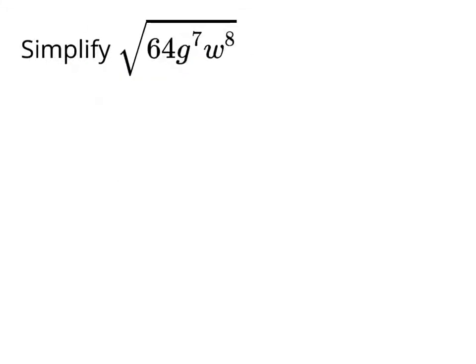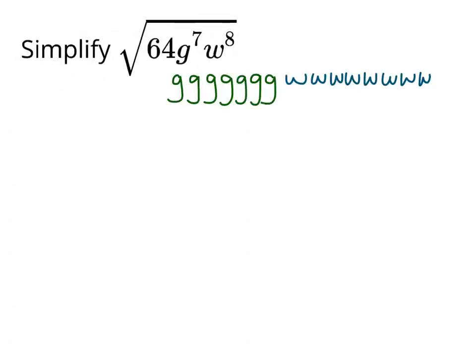So I'm going to do the same thing on this one. I'm going to factor out the g's and w's. So 7 g's and 8 w's. 64, let's go ahead and look at that. So I'm going to break it up into its prime factors. I know it splits up into 8 and 8.